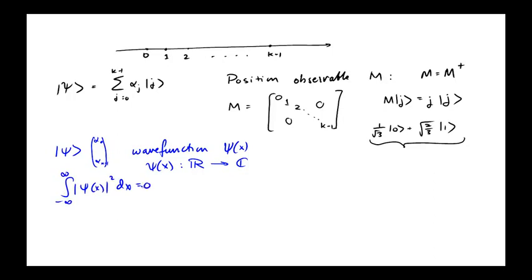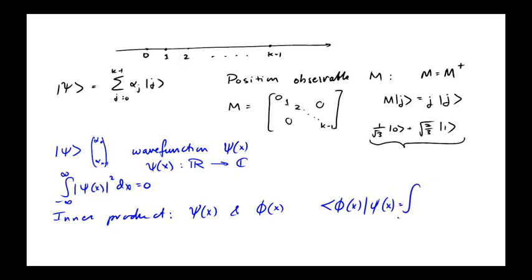We also have a notion of inner product. So if we have two different wave functions, psi of x and phi of x, then the inner product is just the integral from minus infinity to infinity of phi of x conjugate psi of x dx.